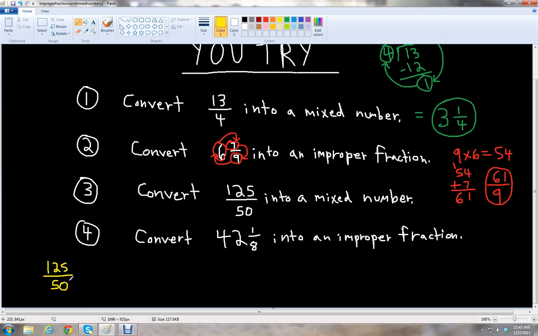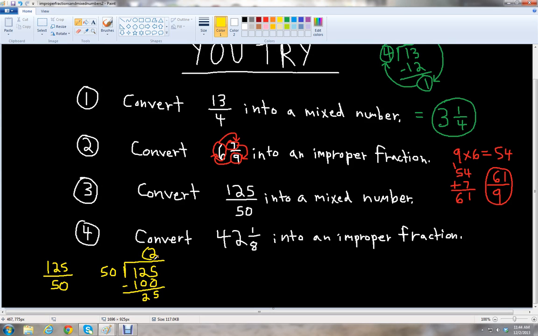But let's do just the traditional way that we learned earlier, where we take the 50 into 125. So the denominator 50 goes into the numerator 125. And we see that 50, let's see, times 2 is 100. 50 times 3 is 150. So that's too large, so we use 2 times. And then 2 times 50 is 100. And then 125 minus 100, 5, 2, so 25.